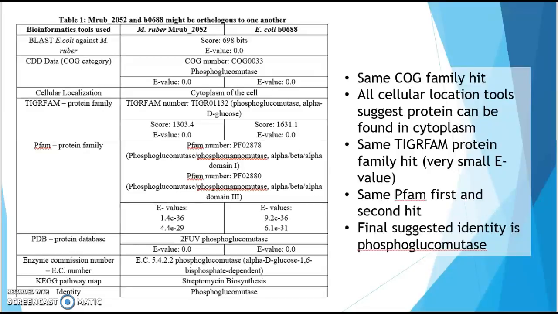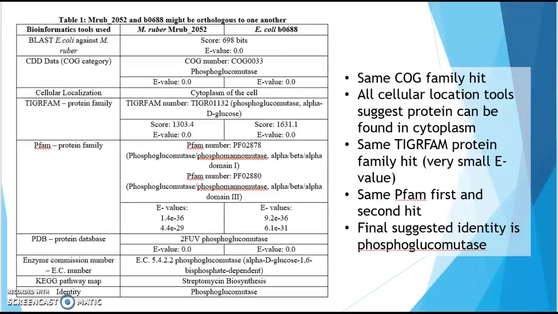Another bioinformatics tool that was used compared the amino acid sequences of these genes to a TIGRFAM protein family. They both match up to the same TIGRFAM protein family, which is TIGR01132. This TIGR family also suggested that these genes code for the protein phosphoglucomutase. And again, it can be seen that there are very high bit scores and low e-values.